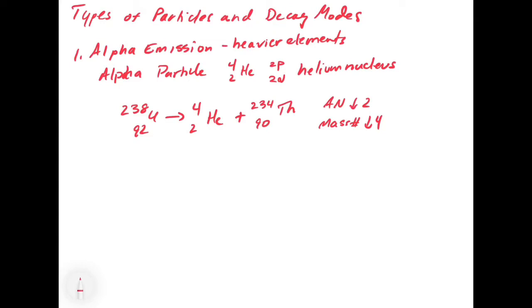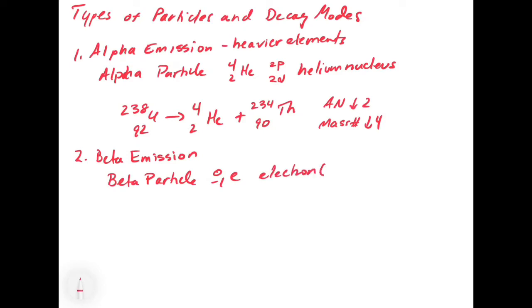Now, the next one that we're going to look at is a beta emission. A beta particle is basically an electron that comes from the nucleus. We give it the symbol 0/-1e. So this is an electron, but it comes from the nucleus. It's not an electron that's in the surrounding cloud. The reason it gets a -1 in the atomic number spot is that it indicates a -1 charge, and the e also says that it's an electron. So this tells us that it's an electron from the nucleus.